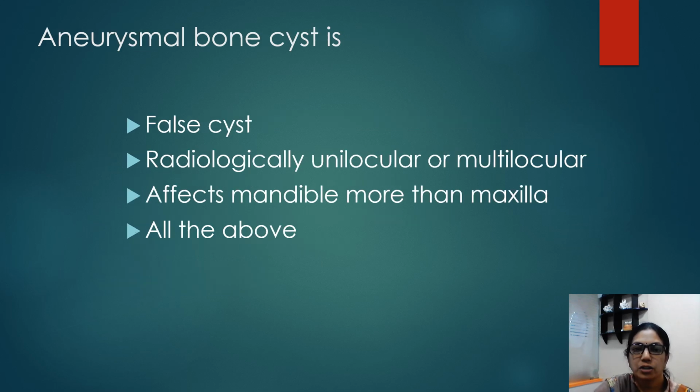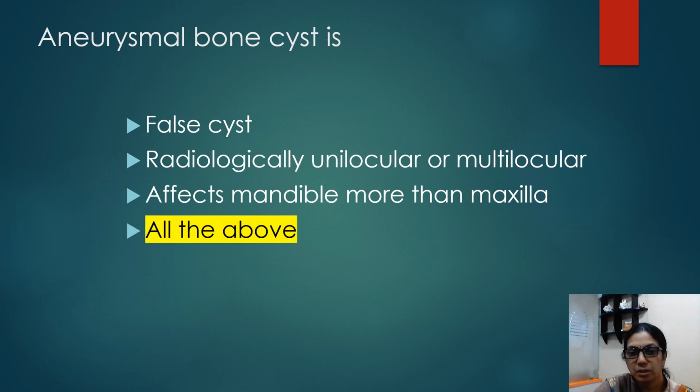Next question is aneurysmal bone cyst. Is it a false cyst, or does it appear radiologically unilocular or multilocular? Does it affect the mandible more than the maxilla, or all the above? Again, the answer is all these features are common with aneurysmal bone cyst. More common in the mandible. It is a false cyst.